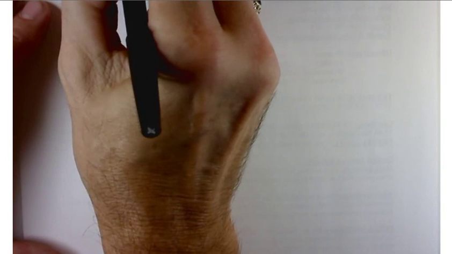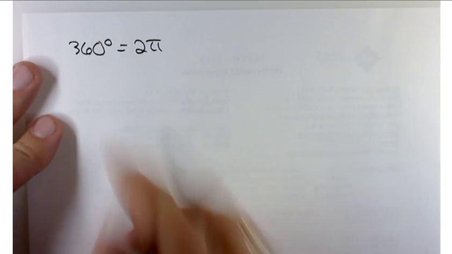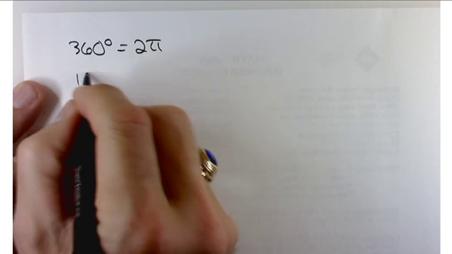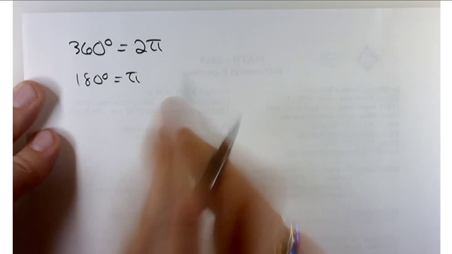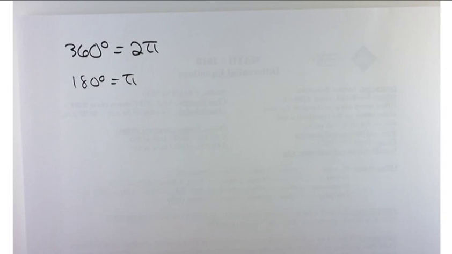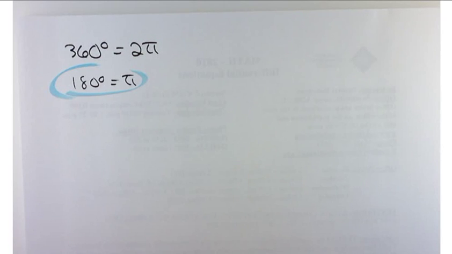So that's what we'll finish up with, is converting. If we go once around the circle, how many degrees is that? 360 degrees. How many radians is that? 2 pi. So if I divide this out, I get 180 degrees equals pi. And it's this equation that gives me a ratio that I can use to change from degrees to radians or radians to degrees as needed.